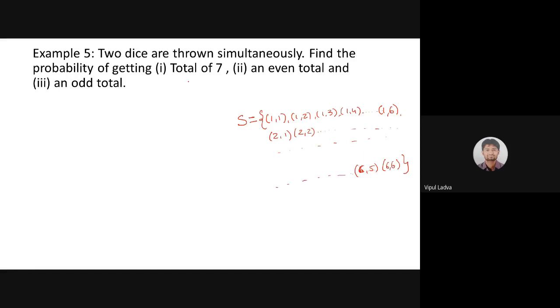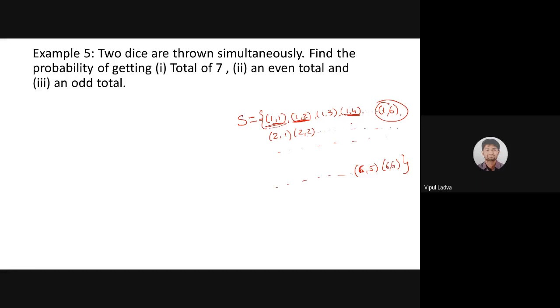Now, first of all, we need to identify all such favorable outcomes in which the total is 7. Like for this ordered pair, the total is 2. For this, the total is 3. Total is 5. And this is my favorable one: 1 comma 6 will give me the total 7.